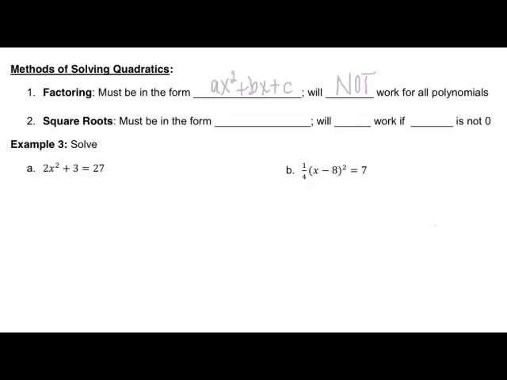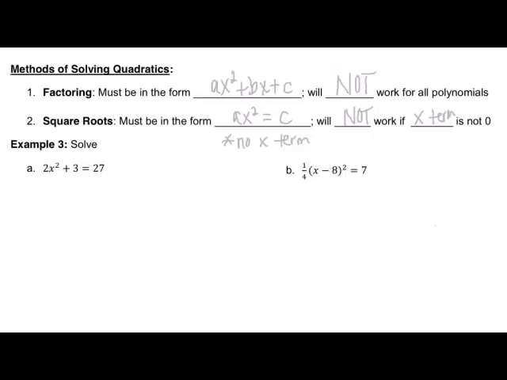The second form that we're going to look at now is square roots. In order to use a square root, it must be in the form ax squared equals c. Now notice there is no x term, or the x term is equal to 0. So this will not work if your x term is not 0. So again, you cannot have an x term in order to use square roots. So let's look at our examples.